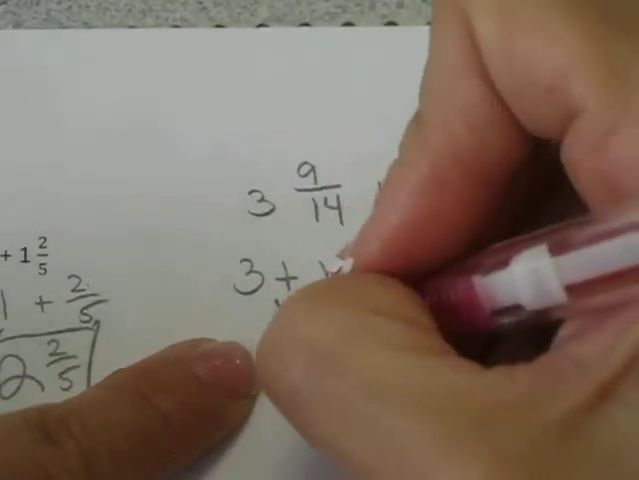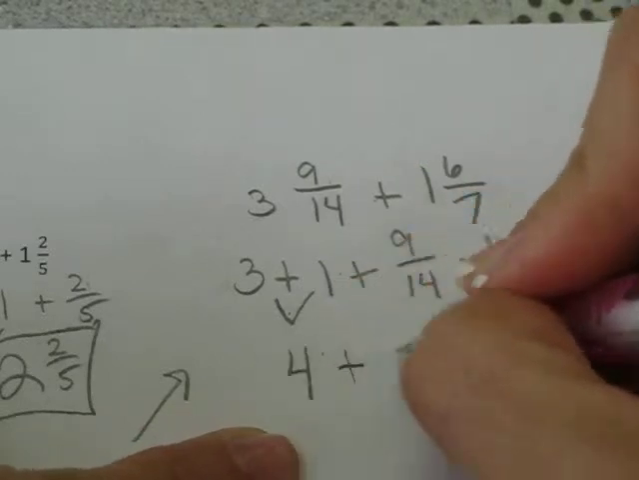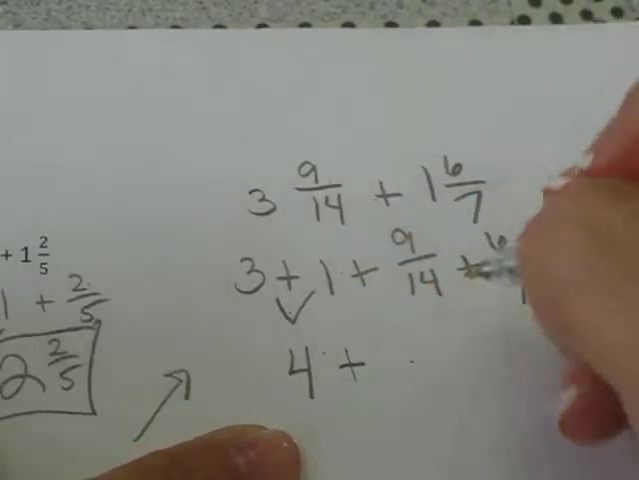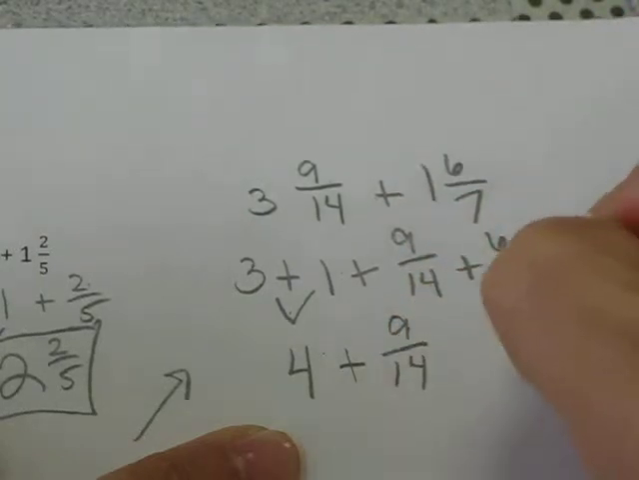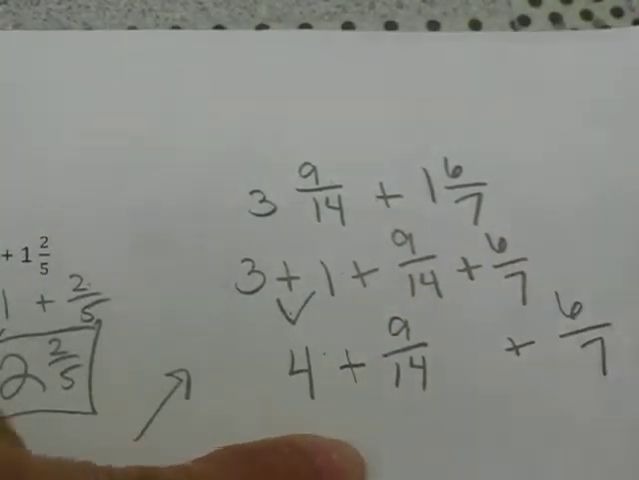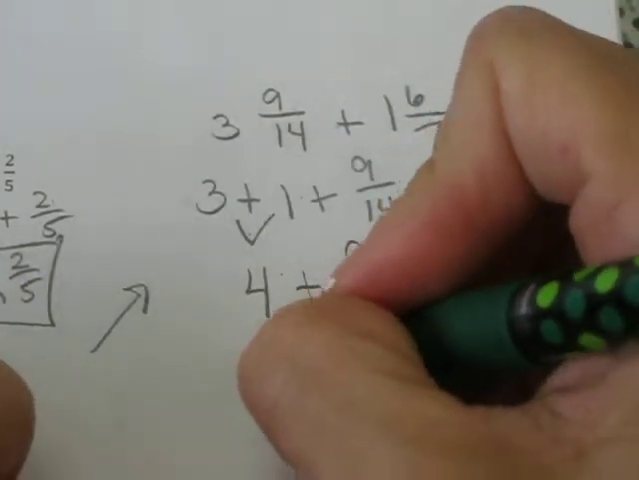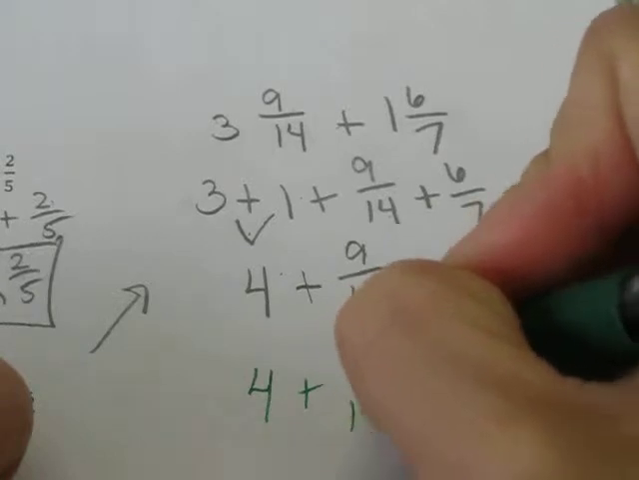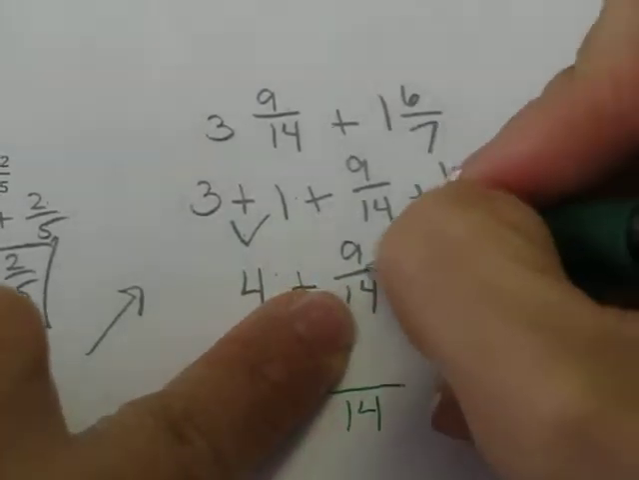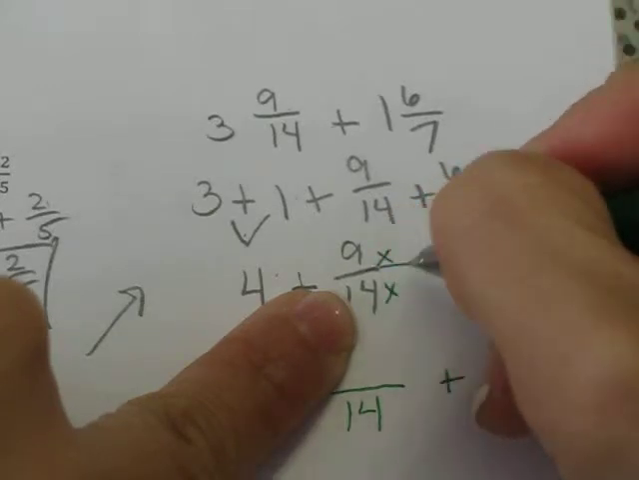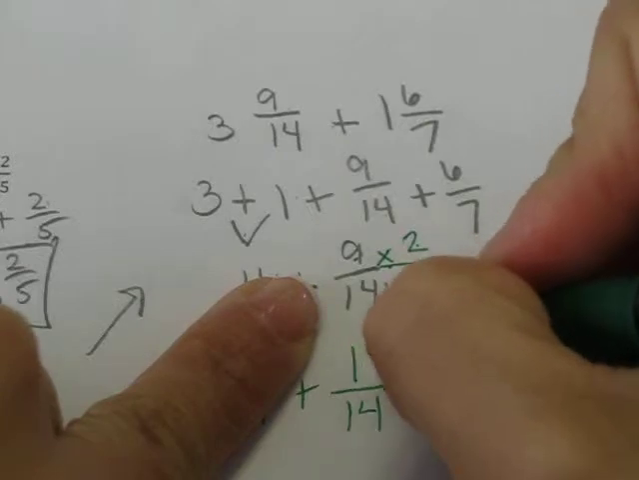I have 3 plus 1, which is 4, plus, and I always have to add my whole number to whatever operation I'm doing. Instead of 9, I have 9/14 plus 6/7. So I need to change these to common denominators. So I have 4 plus, and my common denominator is going to be 14. And so I need to change these. I'm going to multiply this by 2/2. 9 times 2 is 18.